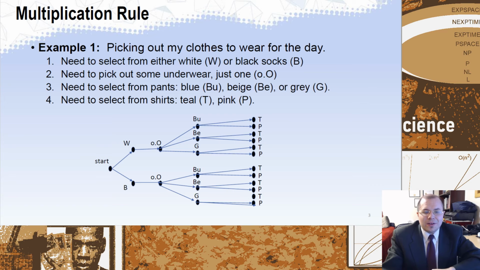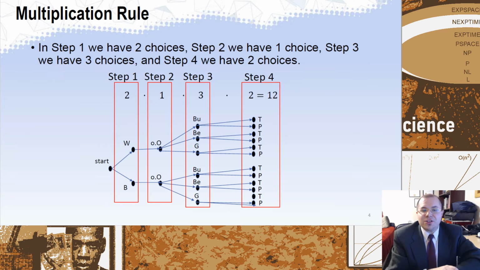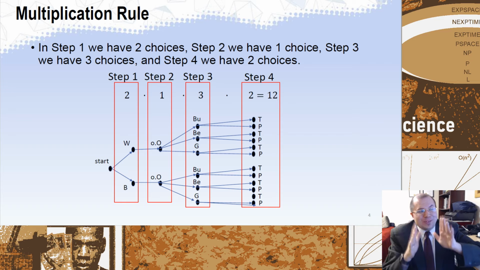So how exactly do we use the multiplication rule here? Well, in the first step, I have two choices to make, the white or the black socks. So that's n sub 1. N sub 2 is just 1 because I only have to pick one pair. I only have one underwear. That's it. I'm out of luck. You don't want me to make other alternatives. Promise me.